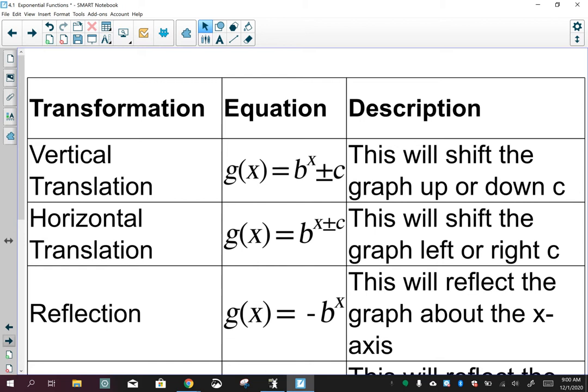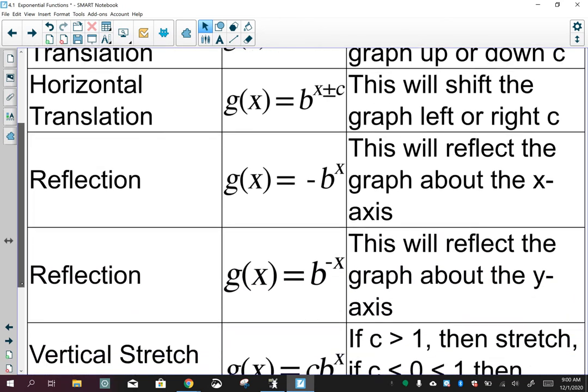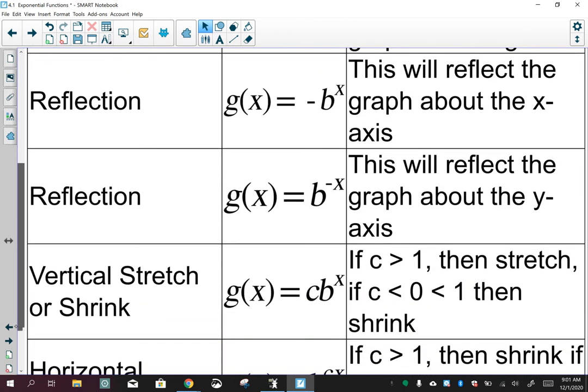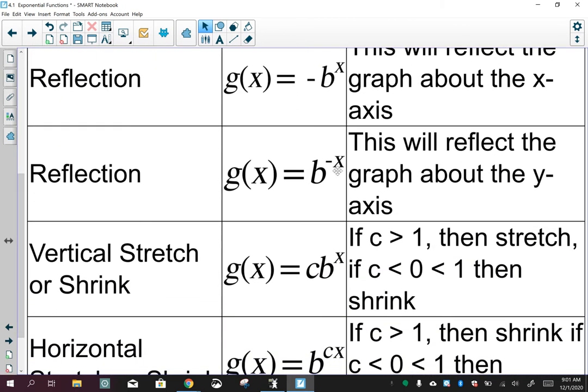This piece here is just if you need to know about some transformations or stuff. So if you need to pause this video to write this stuff down, you can. This talks about your translations. So that's what this piece up here is talking about, is all your translations. And this is what it's going to wind up doing. Your reflection: if we're reflecting over the x-axis, the negative is going to go on the front. If you're reflecting across the y-axis, your negative is going to go up here with the exponent.